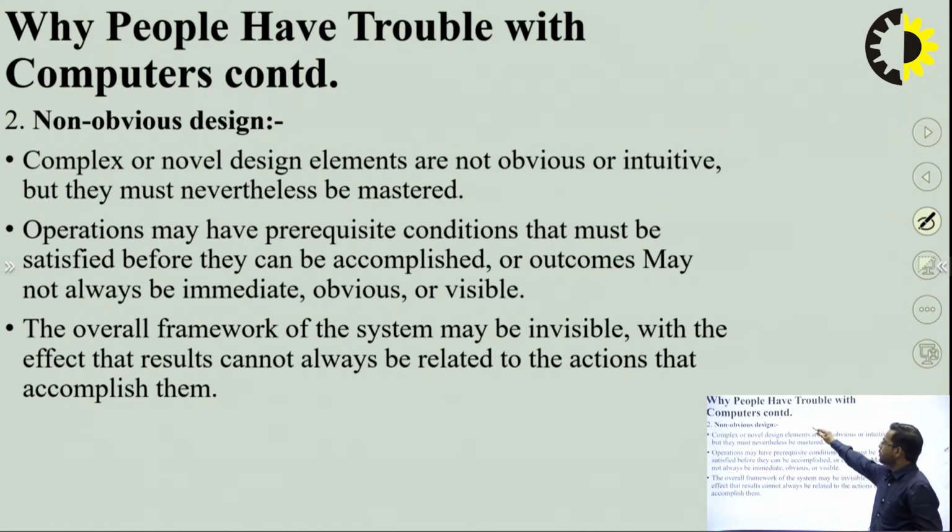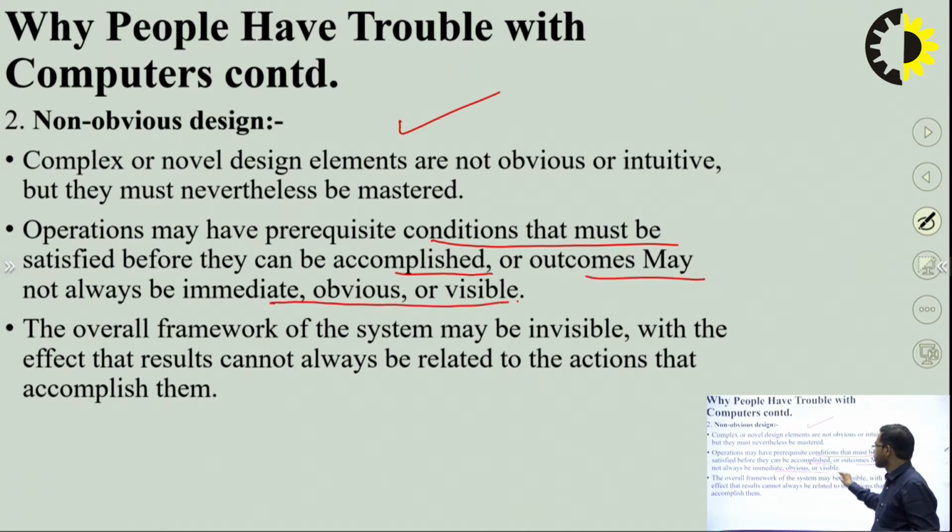Second one is non-obvious design. Non-obvious design means complex or novel design system elements are not obvious or intuitive, but they must nevertheless be mastered. So an operation may have prerequisite conditions that must be satisfied before we can accomplish it, or the outcome may not always be immediate, obvious, or visible. So the overall framework of the system may be invisible, with the effect or result not always related to the actions that accomplish them.